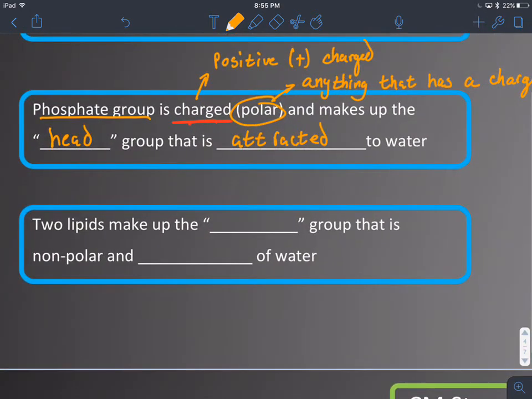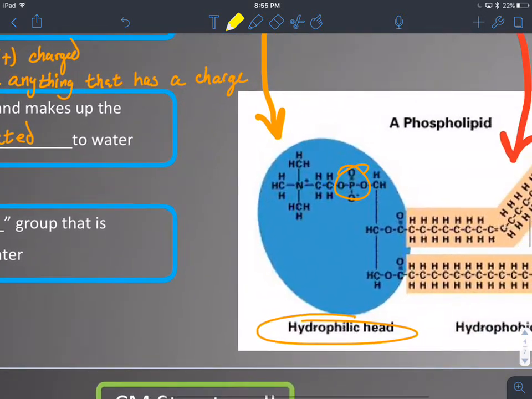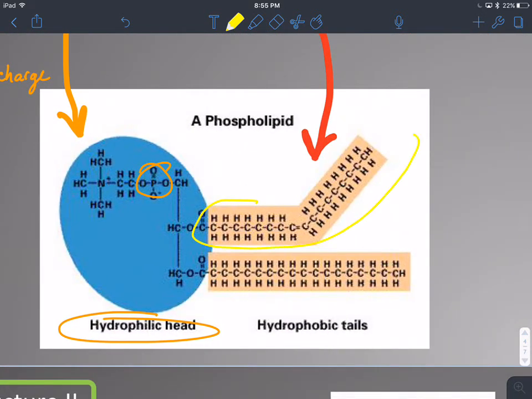So it's actually the two lipid tails that are nonpolar. Let's change this color real quick. So you can assume that this has no charge. And these are actually what is scared of water. Right here, we have our two hydrophobic tails, and these are, of course, lipids.